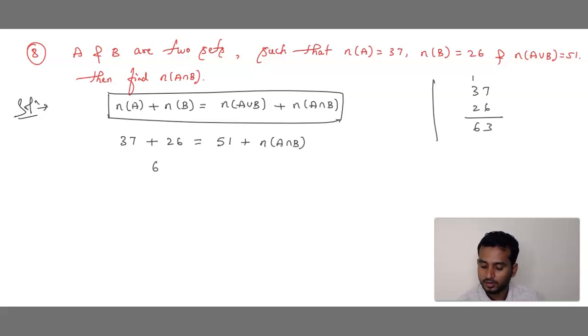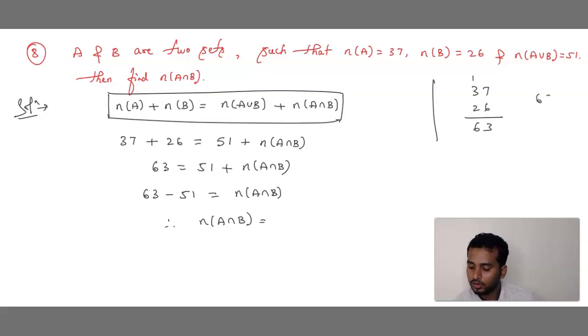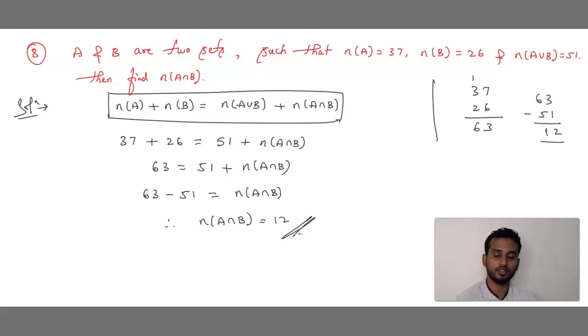That is 63 equals 51 plus n of A intersection B. If you want n of A intersection B, keep that as it is. That is 63 minus 51 equals n of A intersection B. So therefore, n of A intersection B equals 63 minus 51. That is nothing but 12. Correct? So this is the final answer for how to find n of A intersection B.